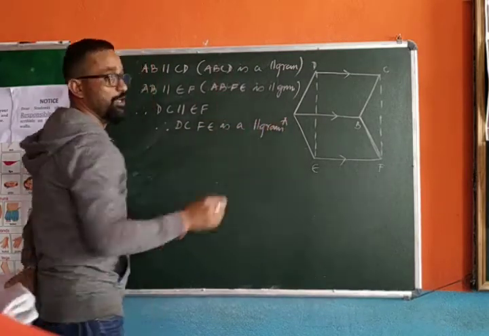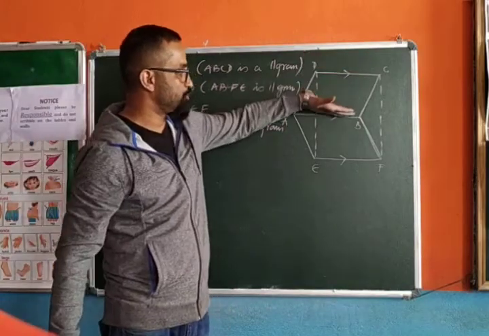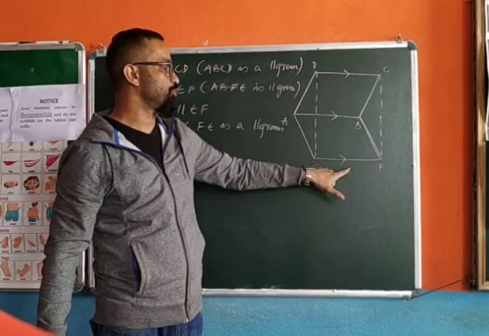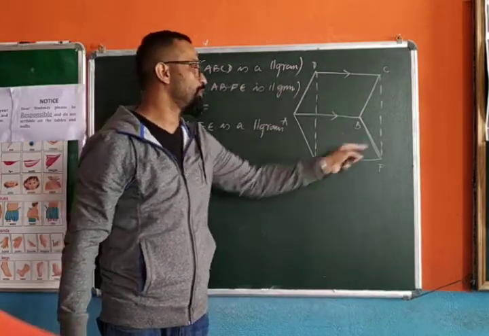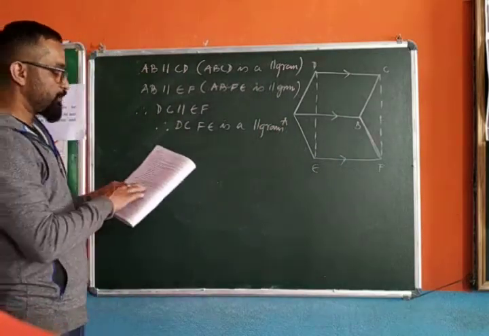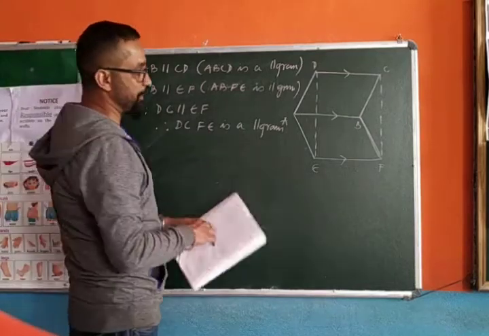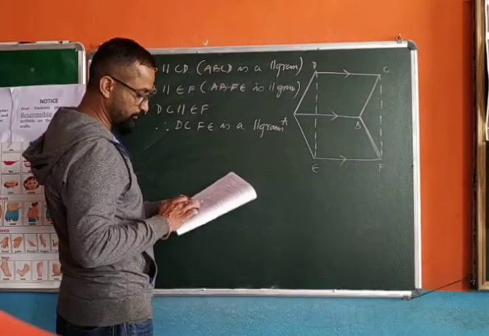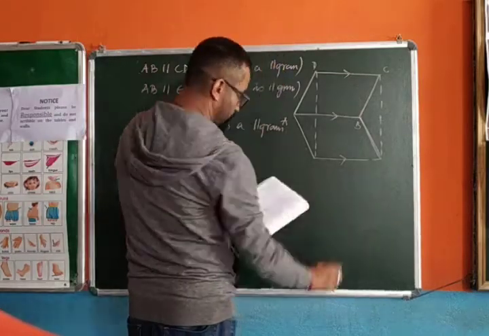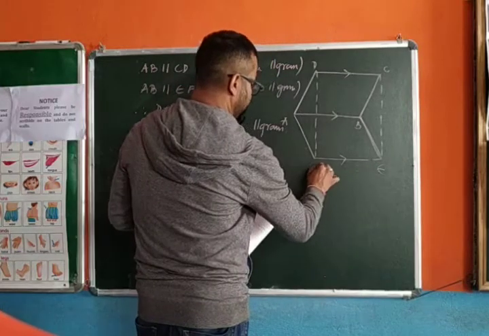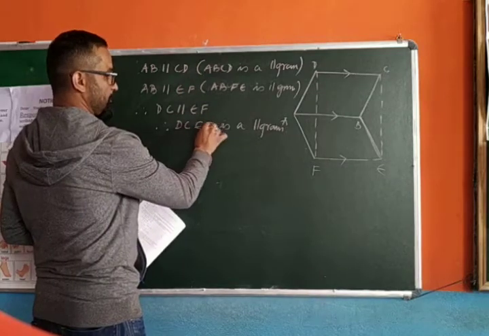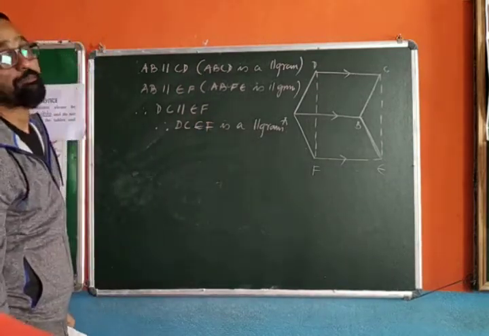Proved. Not difficult. This side is parallel to this, and this is parallel to this, so DC will be parallel to EF. Once two sides are parallel and equal, you can prove this whole figure is a parallelogram. Then the question says the second part, FD. Maybe I made it wrong. It should be E and F here. So DCEF is a parallelogram.